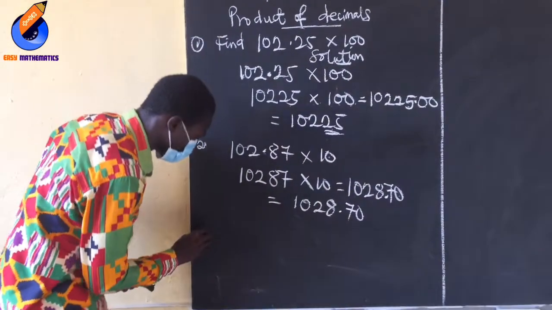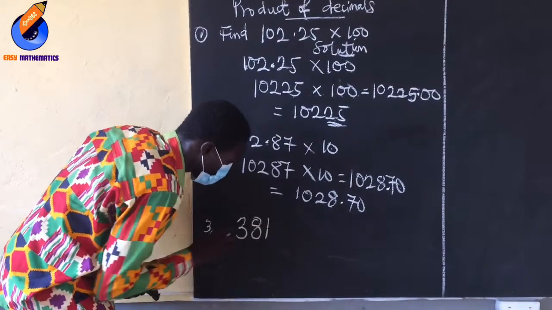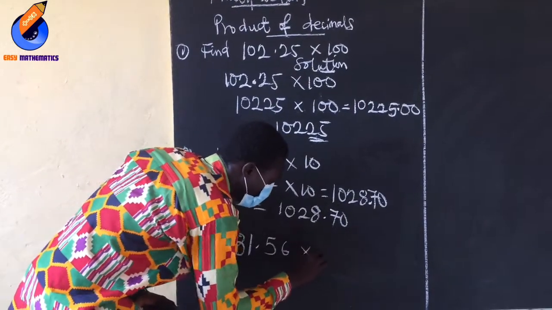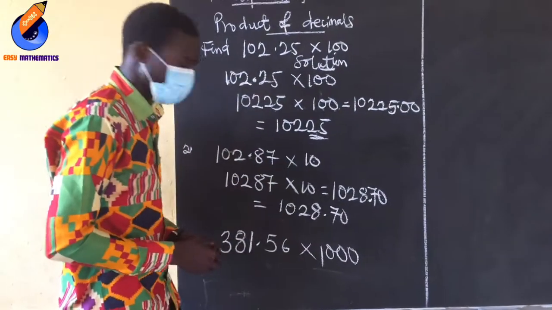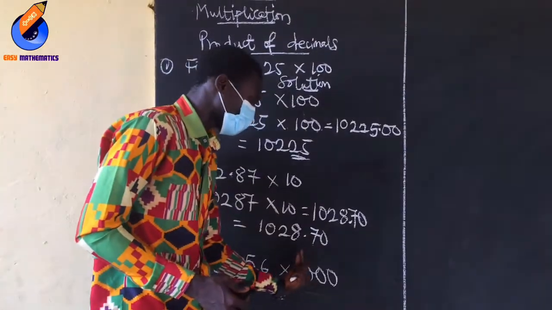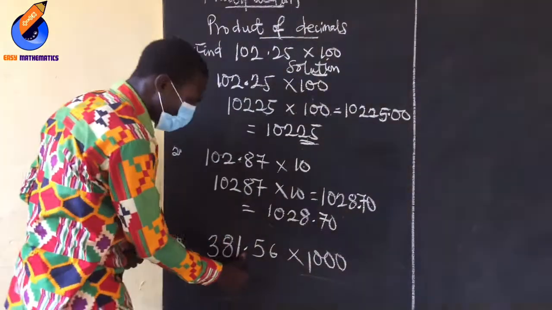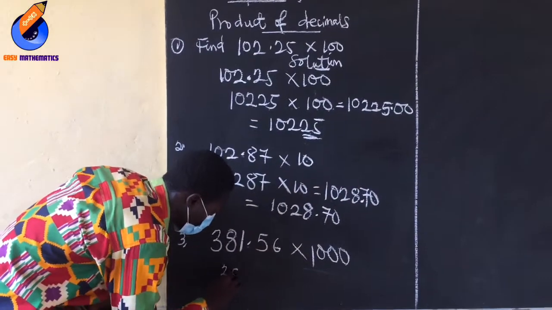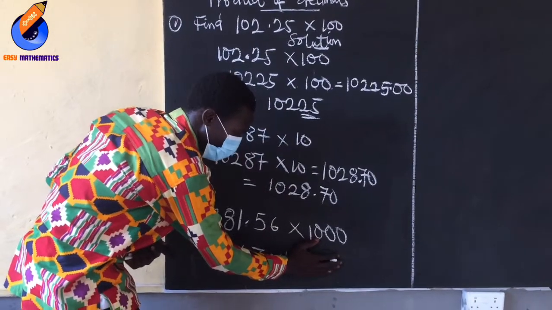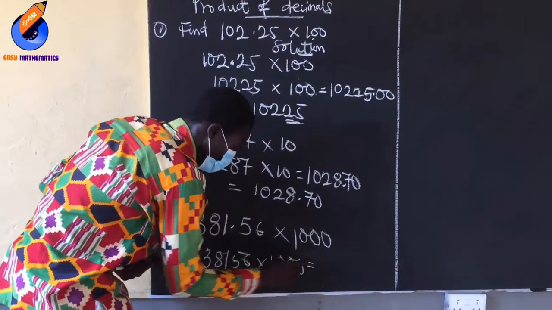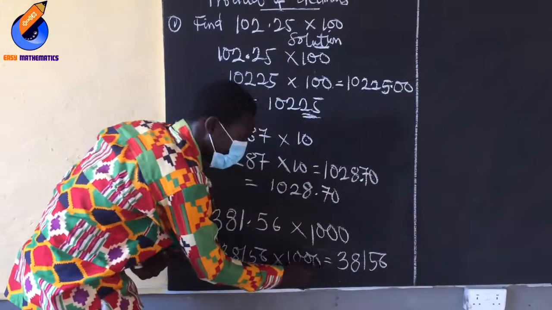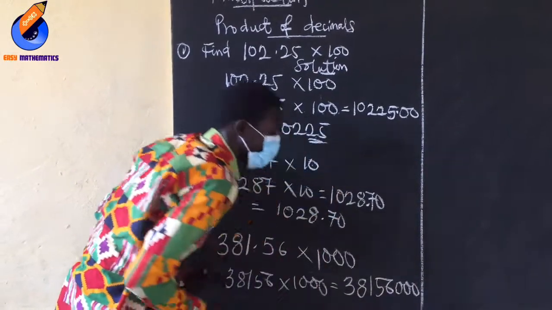Now let's look at the last one. Let's say we have 381.56, multiplying this by, let's say, 1,000. So you are going to multiply 381.56 times 1,000. What do I have to do? I'm going to take off the decimal point. So I'll get 38156 times 1,000. Cover the 3 zeros, and you have this times 1. This times 1 will give me 38156. The zeros here are 3, so 1, 2, 3.